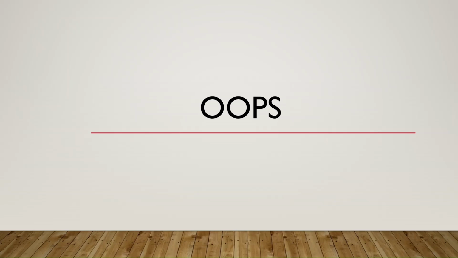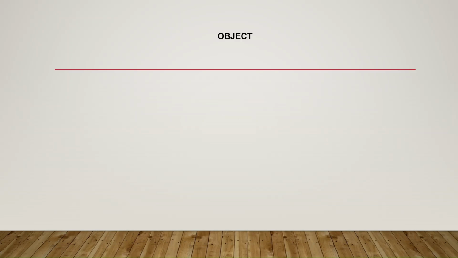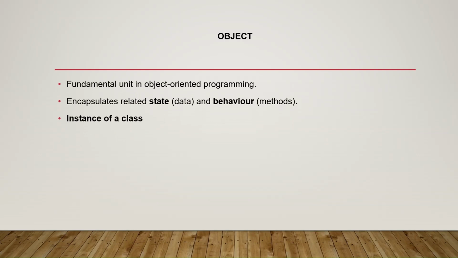In this video, we will explore object-oriented programming concepts. An object is a fundamental unit in object-oriented programming that encapsulates related state and behavior. It is an instance of a class representing a real-world entity in software design.